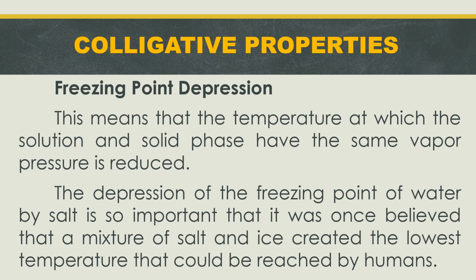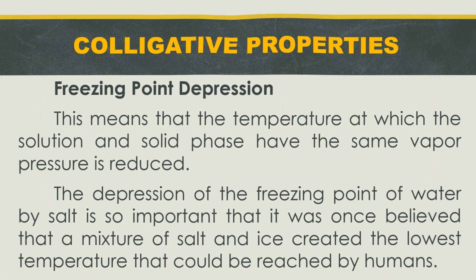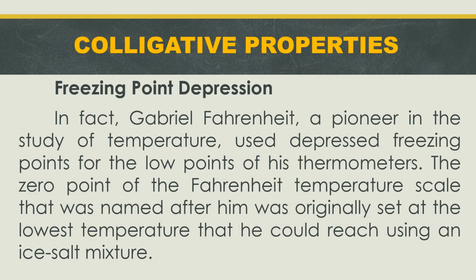The depression of the freezing point of water by salt is so important that it was once believed that a mixture of salt and ice created the lowest temperature that could be reached by humans. In fact, Gabriel Fahrenheit, a pioneer in the study of temperature, used depressed freezing points for the low points of his thermometers. The 0 point of the Fahrenheit temperature scale that was named after him was originally set at the lowest temperature that he could reach using an ice-salt mixture. So this is just another fact regarding freezing point depression.